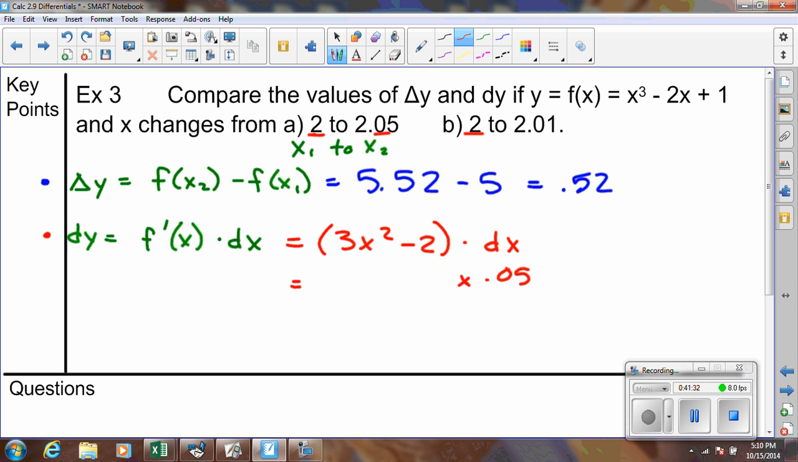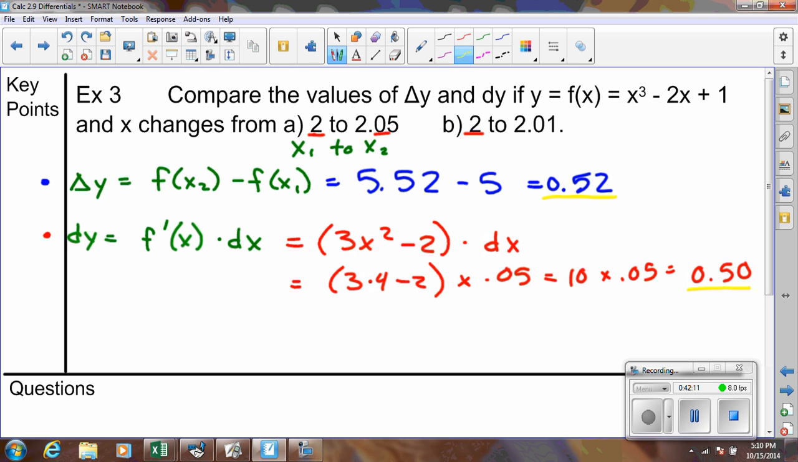So we would have 3 times 2 squared minus 2, which would give us 12 subtract 2 is 10. 10 times 0.05 is 0.5. And you'll note 0.50 is pretty dang close to 0.52. Delta y and dy are not exactly equal, but they're ballpark close. They're approximately equal.